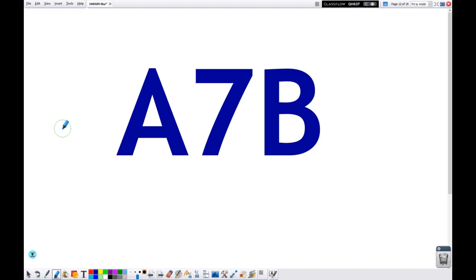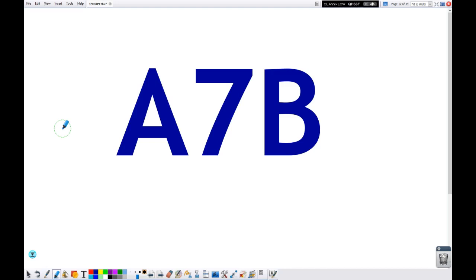So remember A, 7, and B. So put the letters A and B together and put 7 in the middle. So remember this, and it will help you remember the pH scale. Anything less than 7 is an acid on the pH scale, and anything more than 7 is a base on the pH scale. And if it's exactly 7, it's neutral. It's neither an acid nor is it a base. So A7B will help you remember that acids are less than 7 and bases are more than 7.